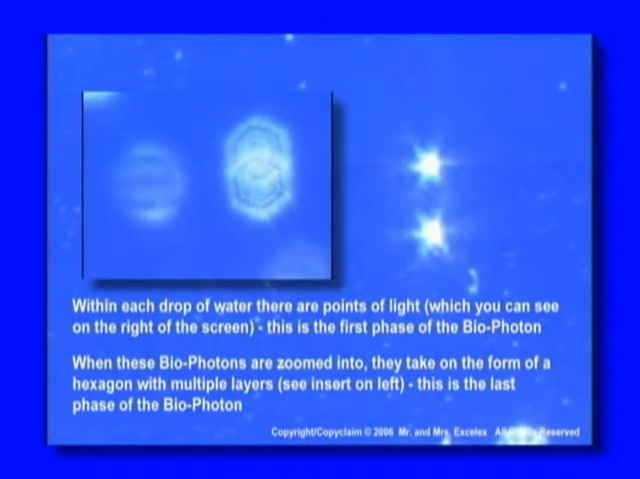Within each drop of water, there are points of light, which you can see on the right of the screen. This is the first phase of the biophoton. When these biophotons are zoomed into, they take on the form of a hexagon, with multiple layers, seen in the insert on the left. This is the last phase of the biophoton.